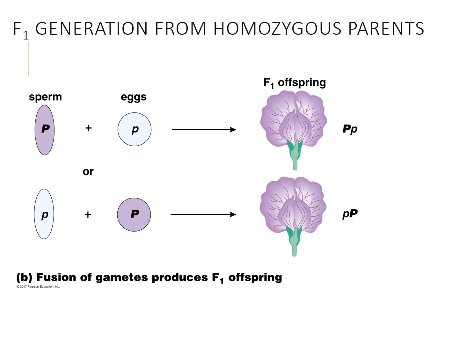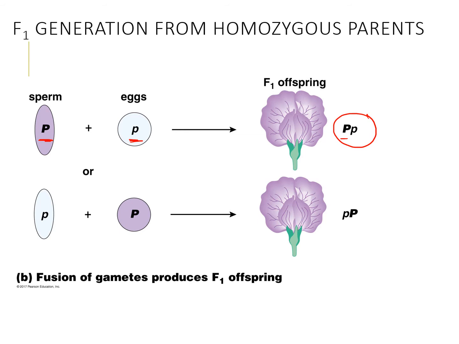When we combine them in the F1 generation, from those true breeding homozygous plants in the parent generation, the F1 generation will look like this. One, we could get a capital P from the sperm that will fertilize the lowercase p in the eggs, in which case we get this genotype, heterozygous. Because there's one big P, the phenotype is purple, because purple is dominant to white.